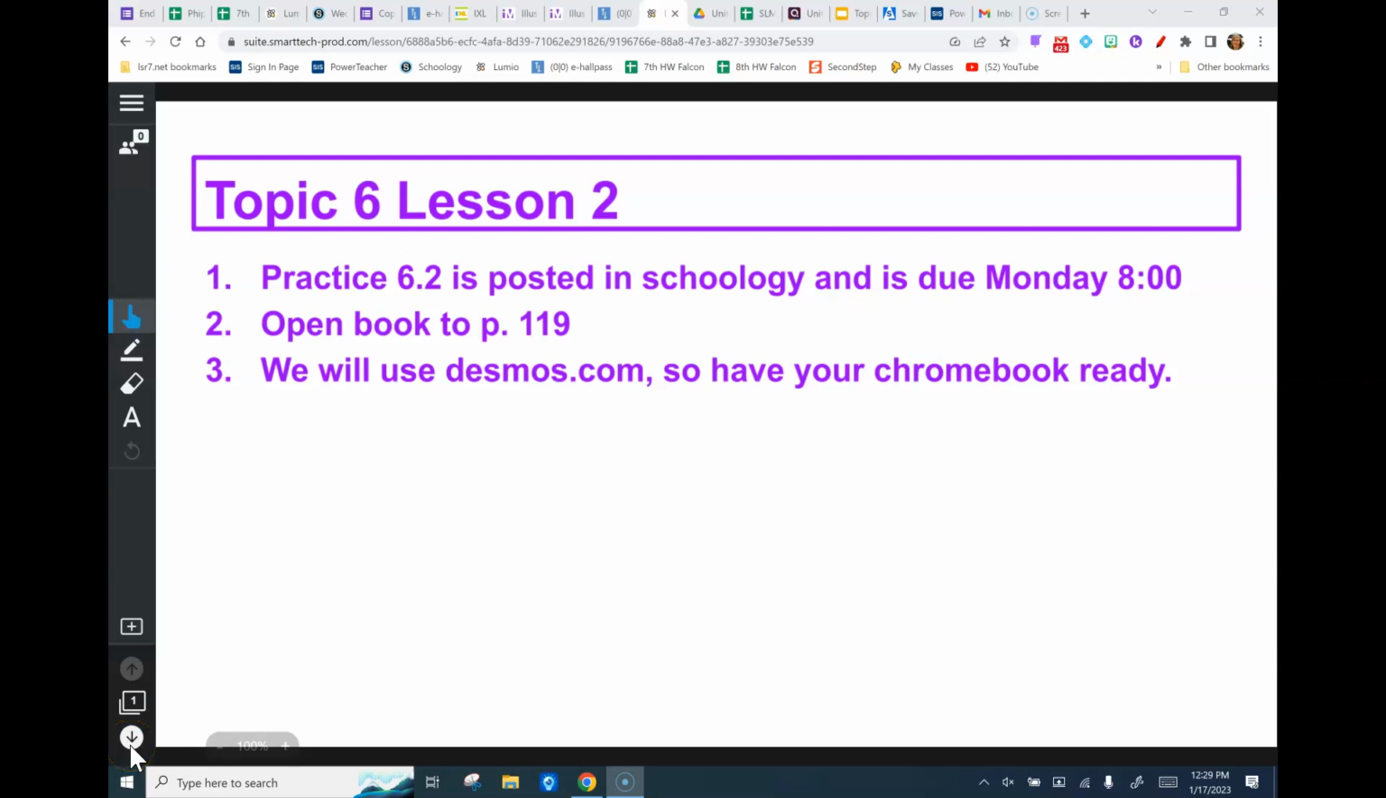So for topic 6, lesson 2, the assignment, as you'll notice, is posted in Schoology in that folder, and it's due on Monday at 8 o'clock. It's 2 days after your teacher assigns it. So if your teacher assigns it on a different day, it's due 2 days after that. So we're going to start on page 119, and we will use Desmos.com, so have your Chromebook ready.